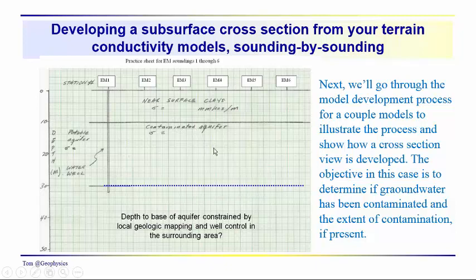So there's some background, there are some assumptions that we can use to constrain the models that we're going to develop. And again, just remember that the objective that we are pursuing in this modeling and data acquisition exercise is to determine whether groundwater has been contaminated and the extent of that contamination. Sorry for that misspelling there.